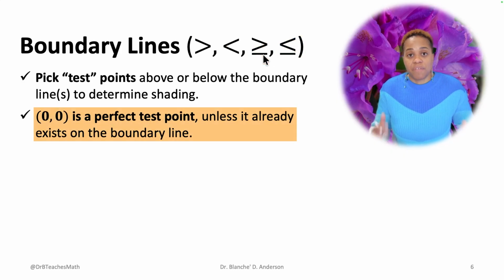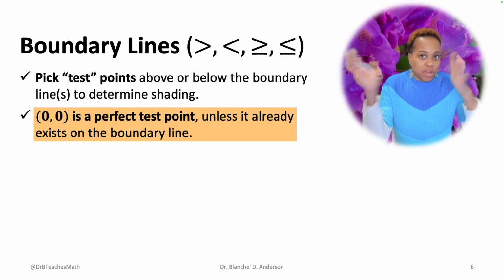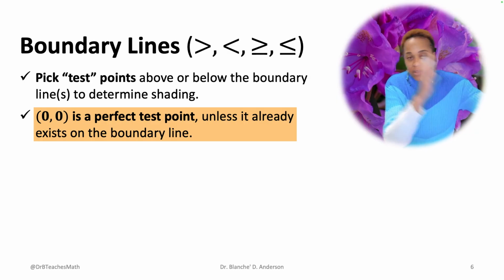(0, 0) is the perfect test point. You know why? Because everybody can multiply by 0, right? So if you pick (0, 0), it'll help you know, do I shade on this side where (0, 0) is, or do I shade on this side?